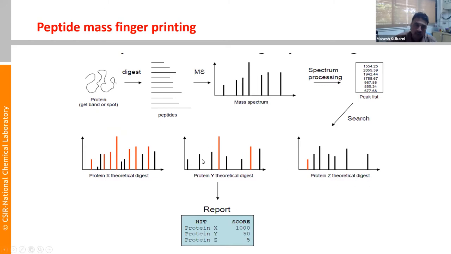Okay. So likewise, you will get a list of proteins. This is the report of hits, different hits: protein X, Y, Z. You will also get a score depending upon the number of peptides matched. For example, protein X shows the maximum number of peptide matches, so therefore the score is 1000. It's not only the number of peptide matches, it's also with what accuracy and how many peptides are matching, what the sequence coverage is, and whether there are missed cleavages or not. All these parameters are considered to get a score.